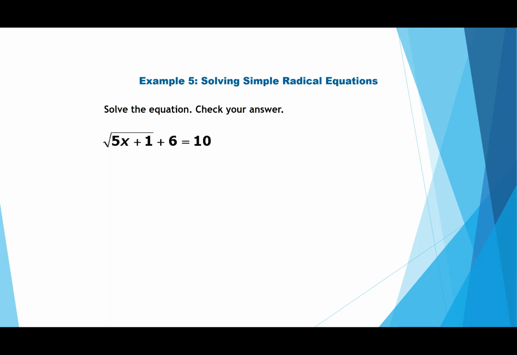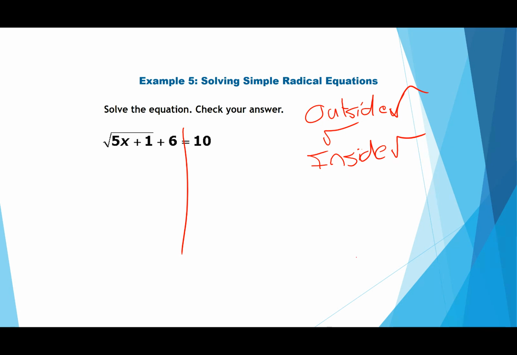All right, so here's a very intense looking problem, but it still follows the same idea. Outside the radical, then do the radical, then do inside the radical. So now we're not focused on the 10. We're only focused on the side that has our variable. On that side, outside the radical is my 6. So I'm going to take care of this first. Subtract 6 on both sides. That'll leave me the square root of 5x plus 1 equal to 10 minus 6, which is 4.